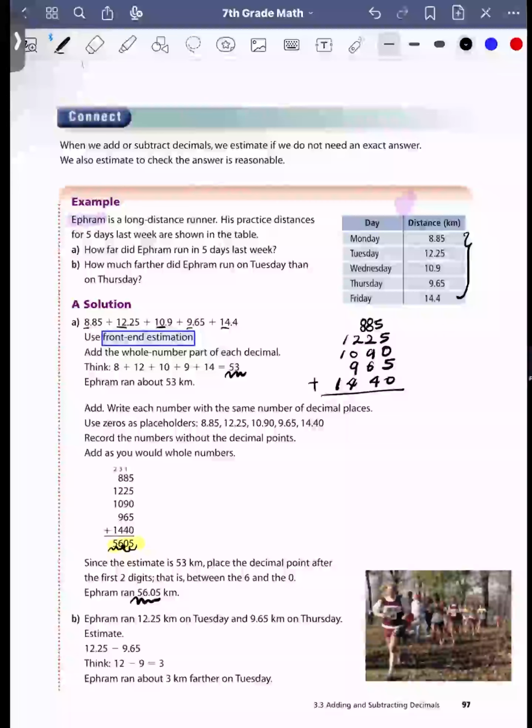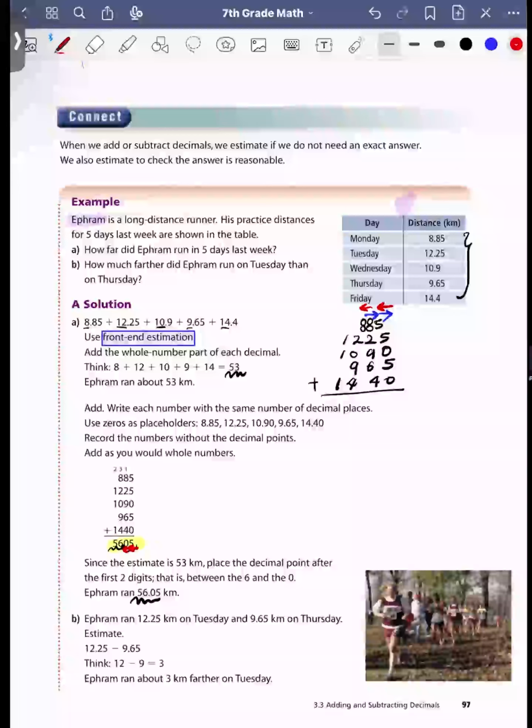So the total sum of these 5 numbers will be 56.05. Or another way to think of this is that since we multiplied 100 to all these numbers, we moved the decimal points 2 units rightwards, so we're gonna revert it. 다시 돌려놓는 거죠. So once we finish the calculation, we just revert it, which is gonna give us 56.05.